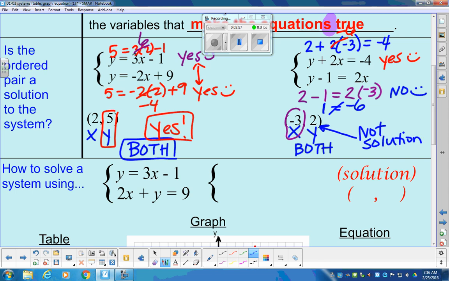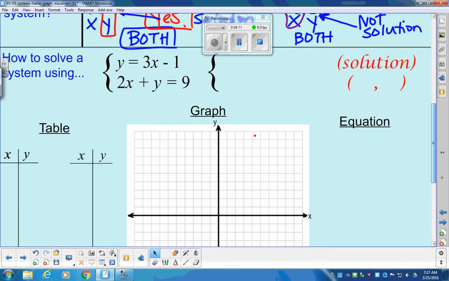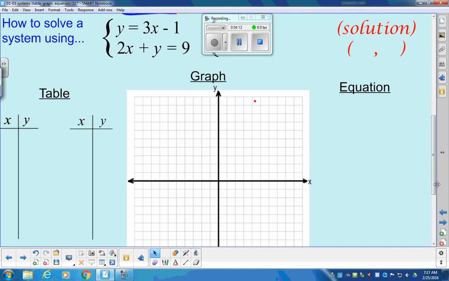So this is not the correct answer for both equations. Yes, this is the correct answer for both equations. All right, so that's what a solution is. It's the correct answer. But in systems of equations, it has to work for both equations to be true. All right, working on to the next section. Now, if I'm going too fast, go ahead and pause that video.